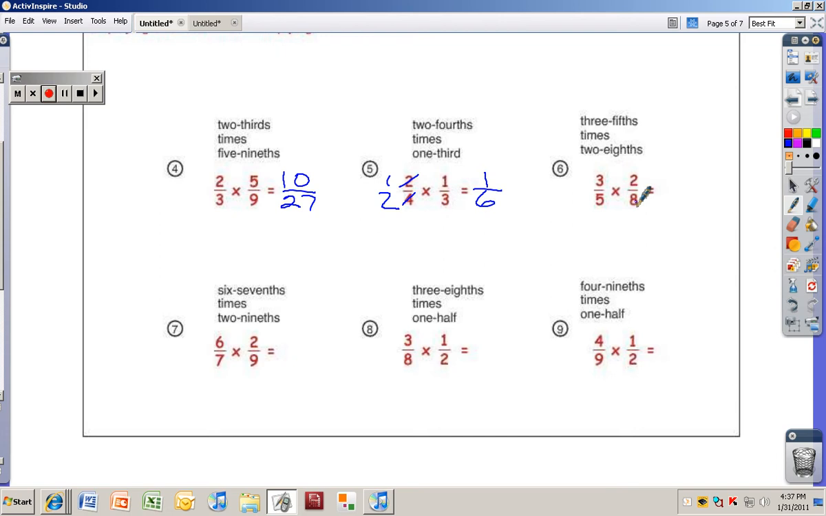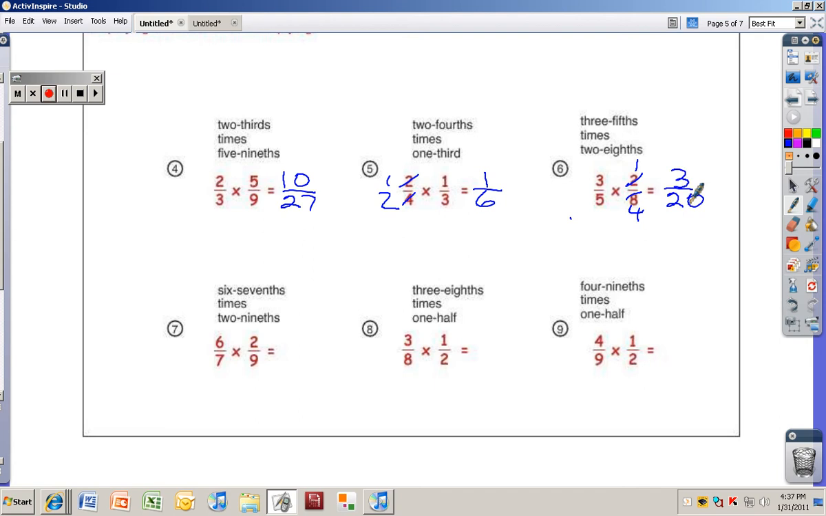Okay, 3 and 8, can I cross-reduce that? No. 2 and 5, can I cross-reduce those? No. Can I reduce either one of the fractions? Yes. 2/8 becomes? 1/4. 3 times 1? 3. 5 times 4? 20. Come on, you guys.